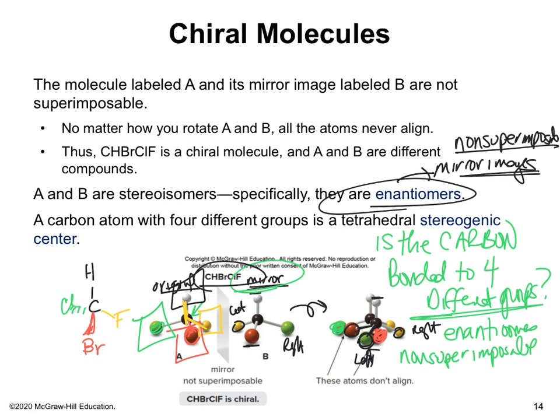Another thing to note: you need to always put the dashes and wedges on the same side, or else you're going to get your answer wrong. A single line is in the plane, like a flat piece of paper. What's coming at you is the wedge, and the back is the dash. Now, if you were to draw the mirror image of this, you would draw the hydrogen, the carbon, the fluorine, and the bromine coming at you.